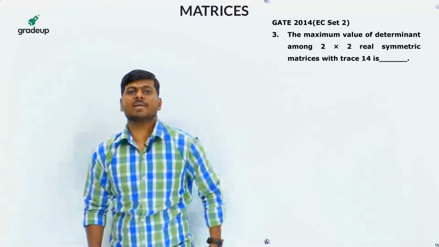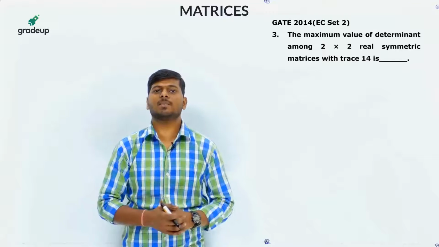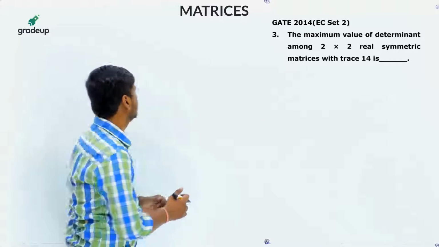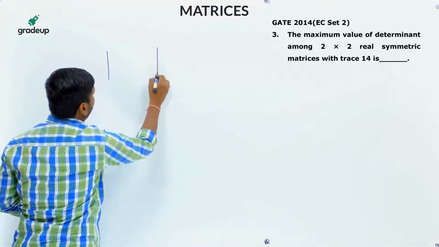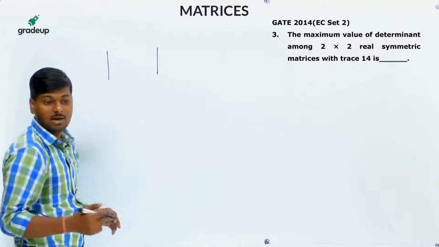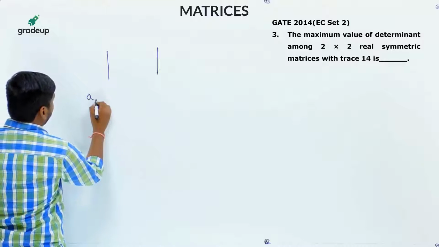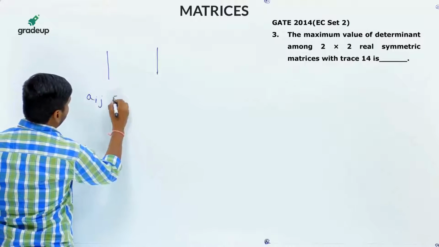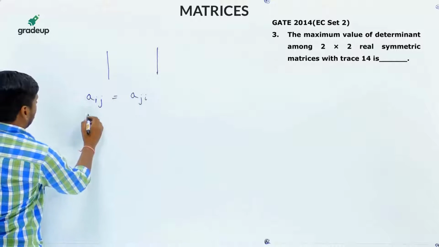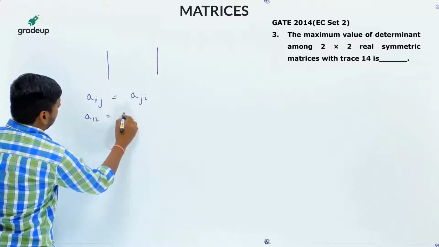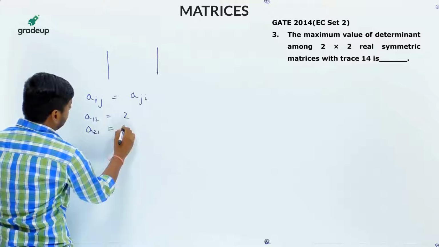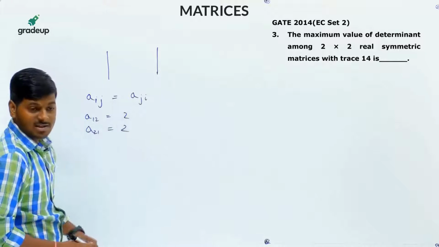Third question: the maximum value of the determinant among 2 cross 2 real symmetric matrices with trace 14 is. What the question is asking is, there is a 2 cross 2 real symmetric matrix. So we will first see what a symmetric matrix is. A symmetric matrix has element Aij equal to element Aji. Suppose element A12 is 2, then in a symmetric matrix A21 is also equal to 2. This is a property of the symmetric matrix.